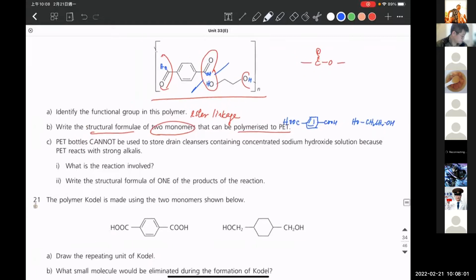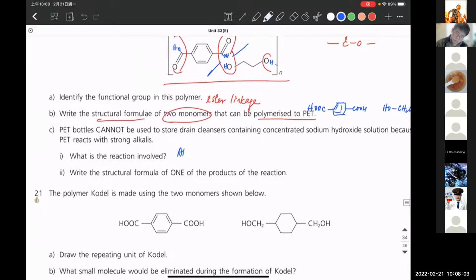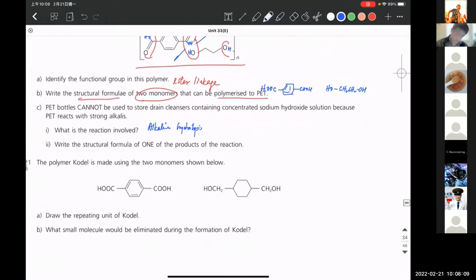Alkaline hydrolysis. So what is the product? Besides this ethylene glycol, this one will remain there, not reacted. Okay, how about this? It will be changed to what? A type of carboxylate, okay?